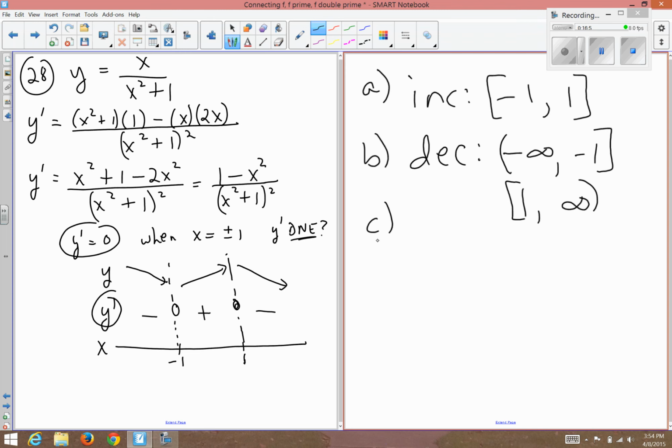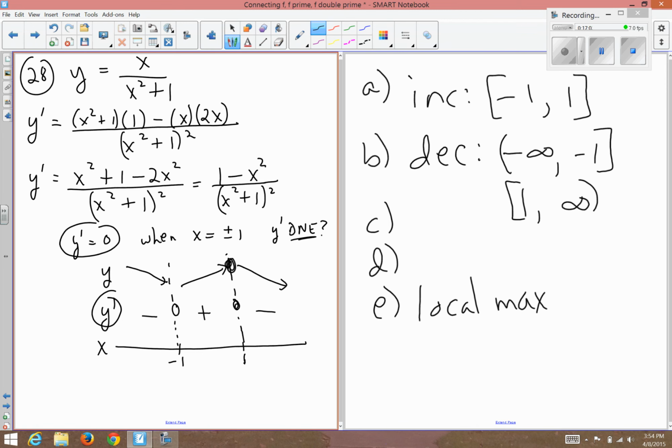Part C, can't answer yet. Part D, can't answer it yet. Part E, local extreme values. Local max is when x is 1. When x is 1, use this to find what y equals. Y comes out to be a half.